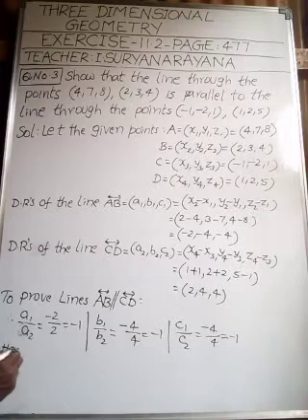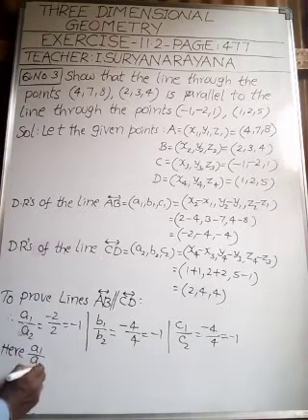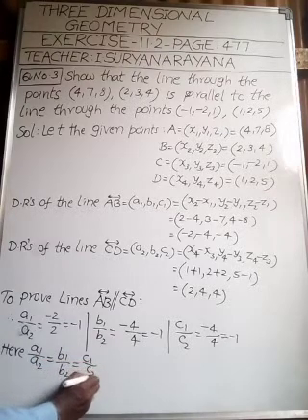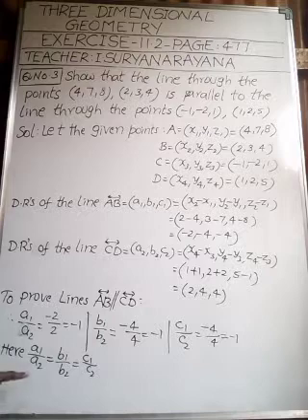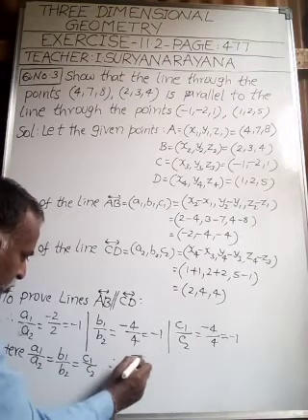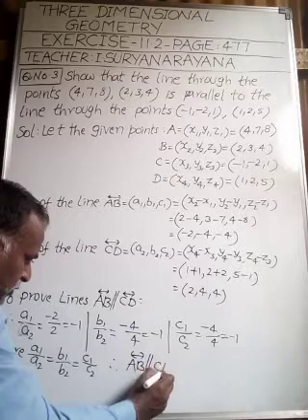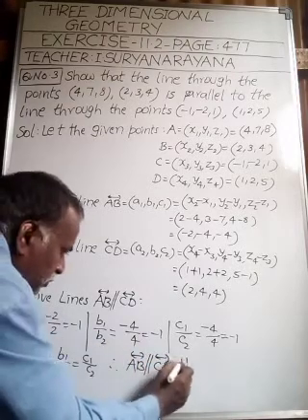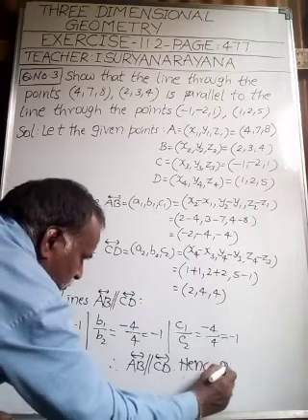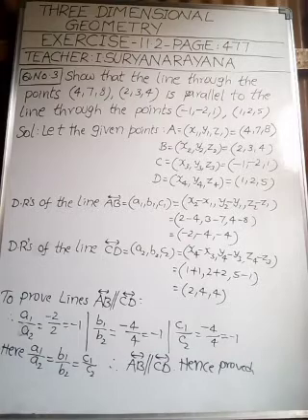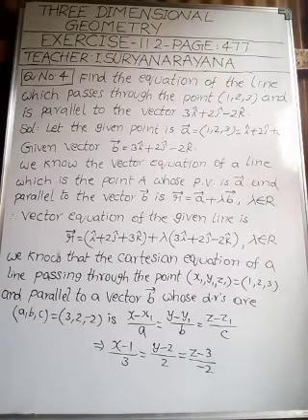Here, A1 by A2 is equal to B1 by B2 is equal to C1 by C2. So this condition is satisfied by the given two lines. Therefore, we can say that line AB is parallel to line CD. Understood this step, my children? Hence proved. Understood, my children? Right. Now come to the question number 4.